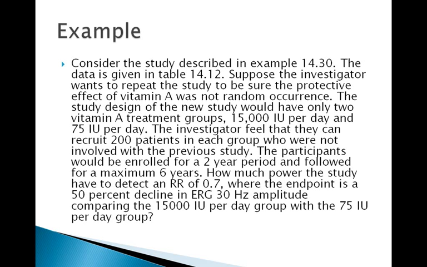The question of interest is how much power does the study have to detect a relative risk of 0.7, where the endpoint is a 50% decline in ERG amplitude, comparing the 15,000 IU per day group with the 75 IU per day group.